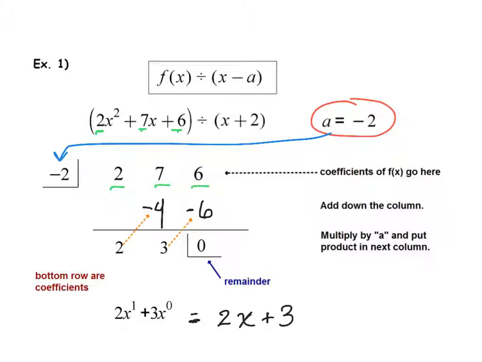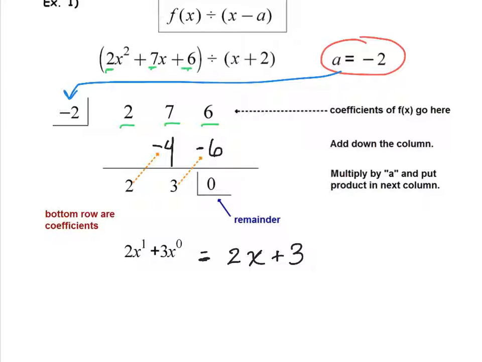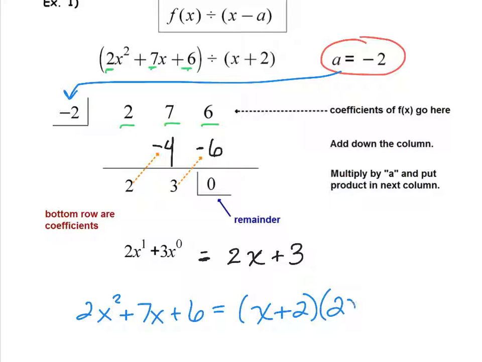Since we got a remainder of 0, we actually can say, hey, this is a factor. And so the two factors of 2x squared plus 7x plus 6 equals x plus 2 times 2x plus 3.